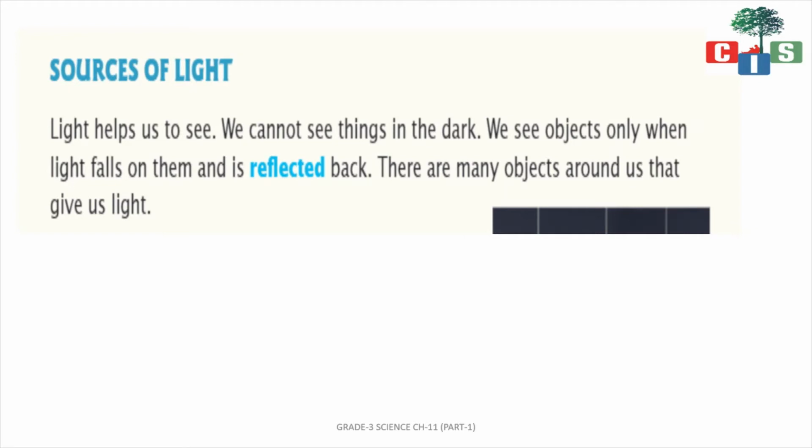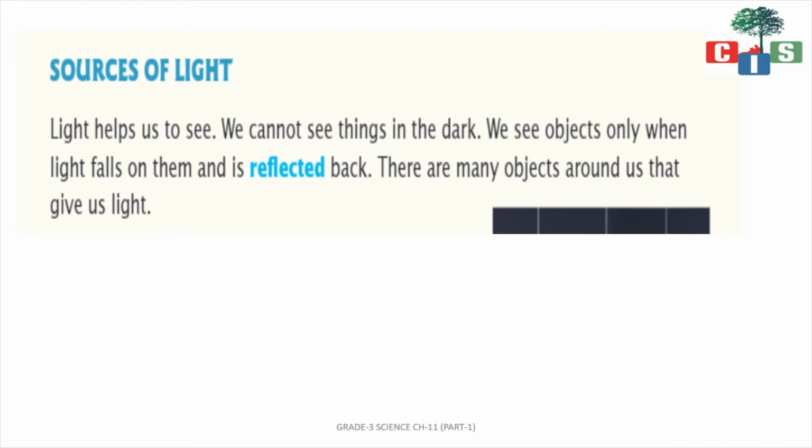Sources of light. Light helps us to see. We all know that light is a source of energy which helps us to see objects present around us. We cannot see things in the dark. In the dark, can we see anything? No, we have to switch on the light. We see objects only when light falls on them and is reflected back. There are many objects around us that give us light.